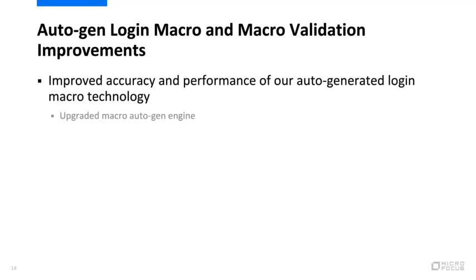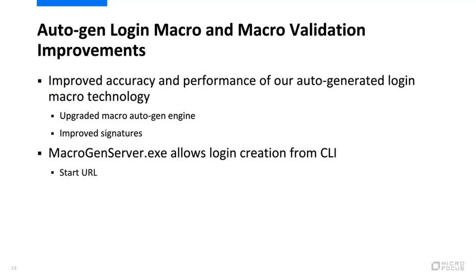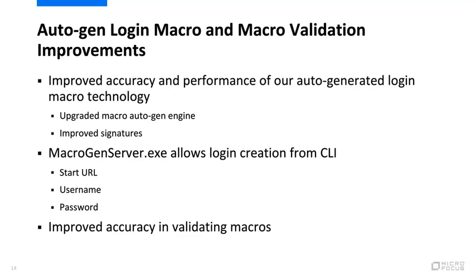To improve the accuracy and performance of our auto-generated login macro technology, we've upgraded the underlying macro autogen engine and improved our signatures. The new MacroGen server application enables you to create a login macro from the command line interface by providing the start URL, username, and password. To improve the accuracy in validating macros, we also upgraded the underlying engine for macro validation.